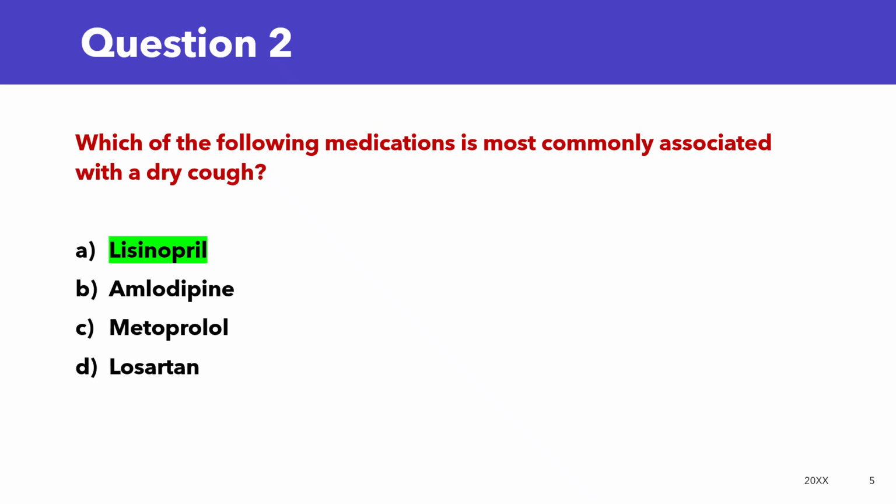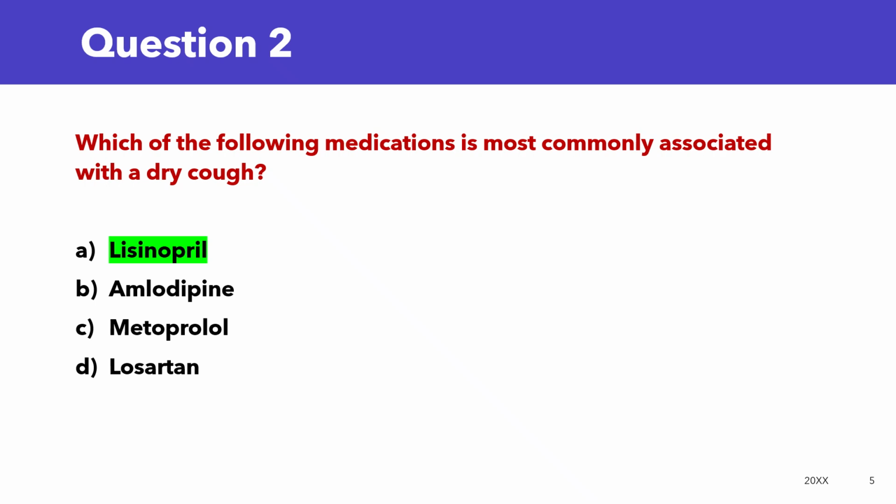Now, why is that? So lisinopril is an angiotensin converting enzyme inhibitor, or ACE inhibitor. How do ACE inhibitors work? They inhibit the conversion of angiotensin 1 to angiotensin 2. So ACE is that enzyme that converts angiotensin 1 to angiotensin 2. So by inhibiting that enzyme, they inhibit the conversion of angiotensin 1 to angiotensin 2.